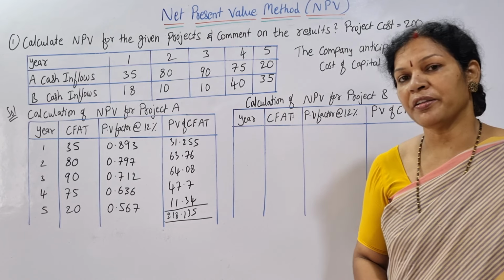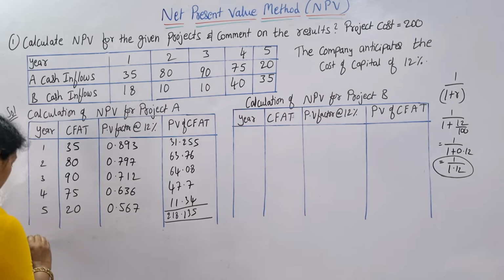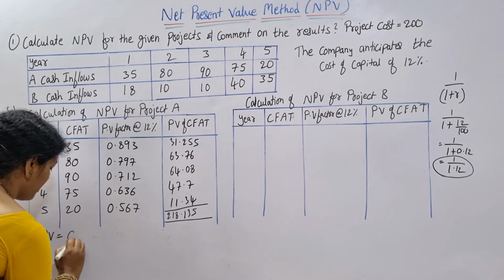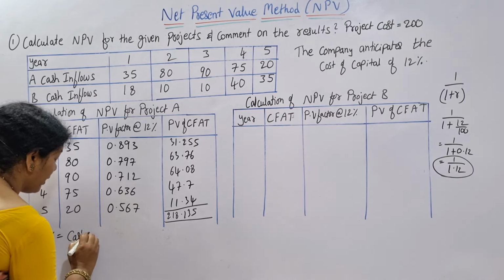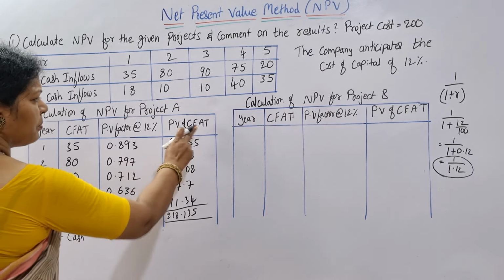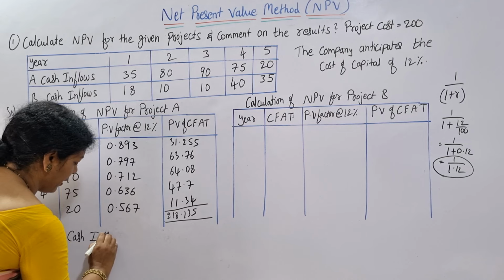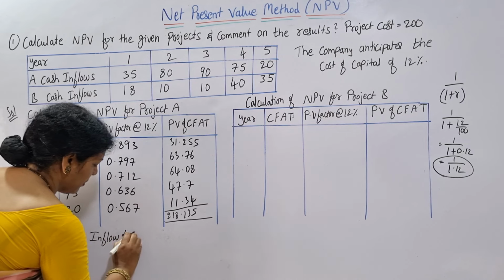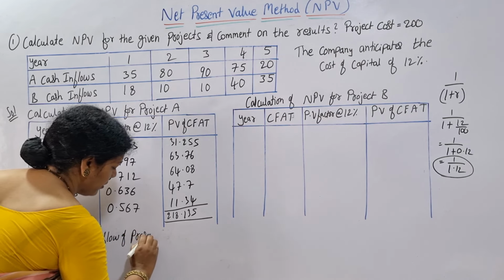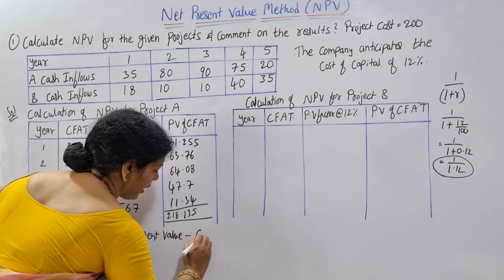Now how to calculate the NPV? There is a simple formula, remember. NPV is equal to cash inflow of present value minus cash outflow.